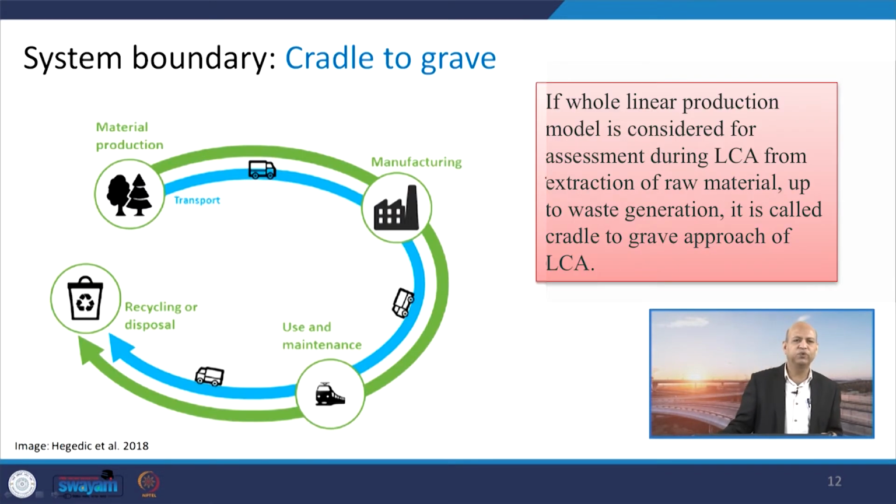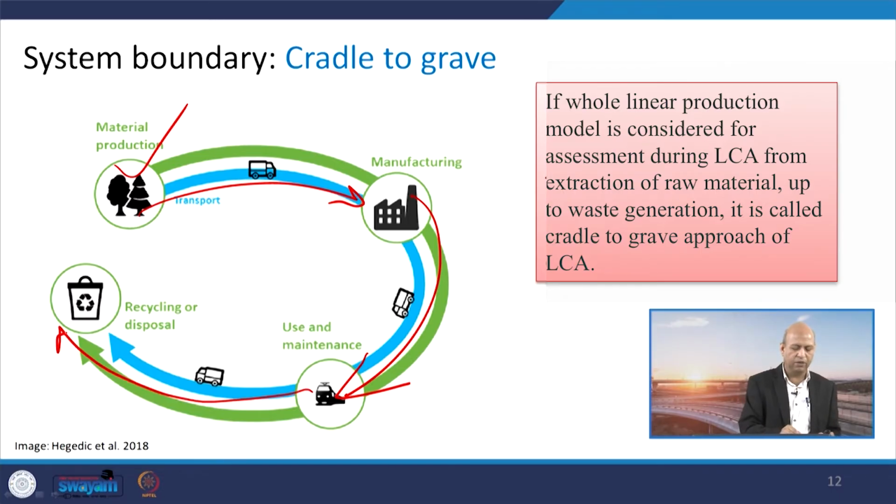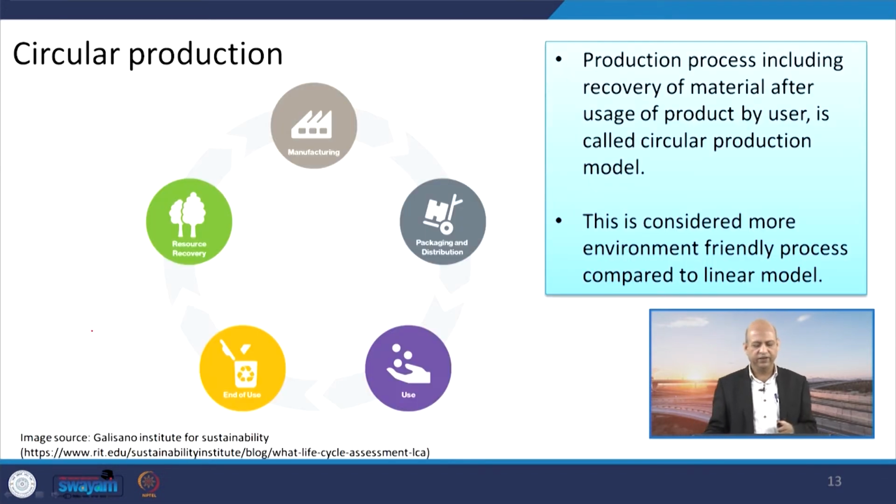And the system boundary, which we have seen, is explained in detail in these slides, like cradle to grave. That means the material production will be there, then it will be transported to the manufacturing unit. So, there will be some impact, and we will carry out this one. Then from manufacturing, it will go for utilization. And this is the example of the transportation sector. Then recycling after the utilization. So, that way the complete cradle to grave kind of LCA exercise can be carried out.